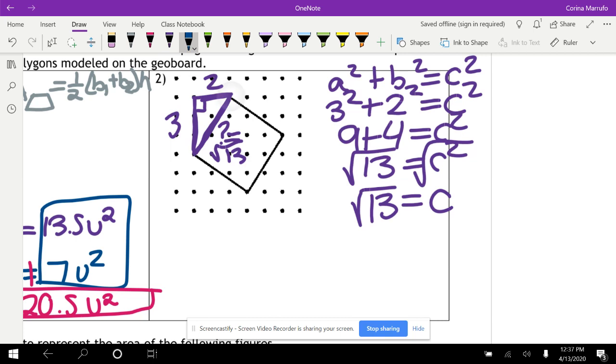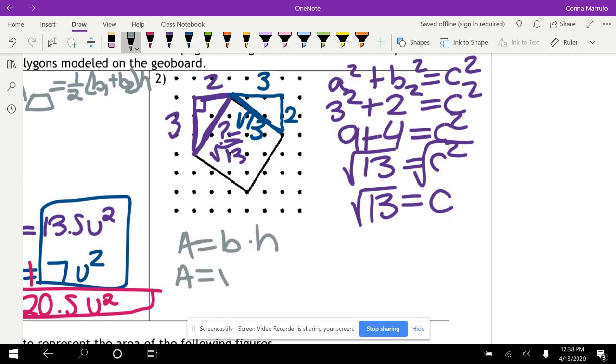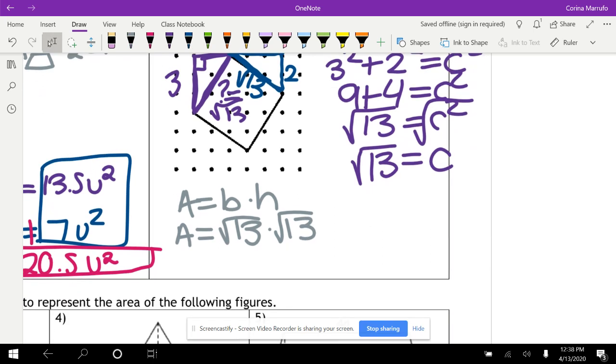For the other side, because usually with our squares, we do base times height. So if we look here, this one is 1, 2, 3 units to the right and 2 units down, which is the exact same numbers, the exact same triangle, which means that this side is the square root of 13 also. So to find the area of this square, we're going to use base times height. And our base is the square root of 13, and our height is the square root of 13. So when you have two square root of 13s and you multiply them, the area equals the square root of 13 squared.